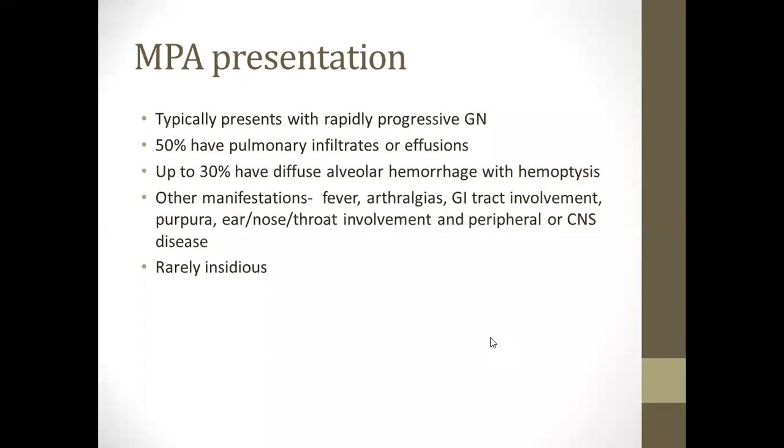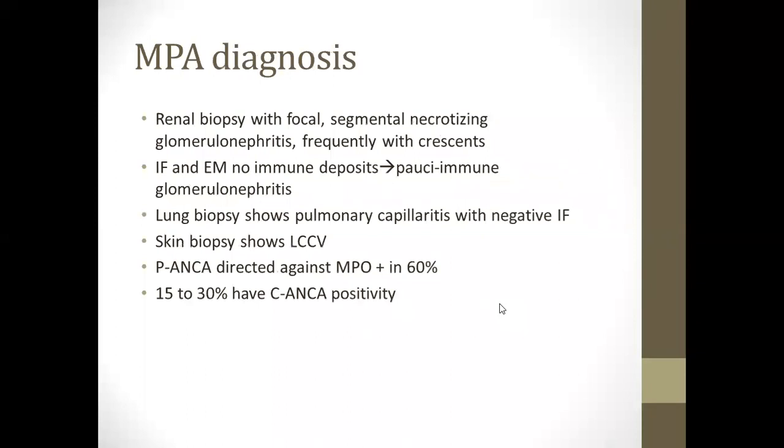These patients present with a pulmonary renal syndrome with rapidly progressive glomerulonephritis. Often about half of them have pulmonary infiltrates or effusions. 30% have diffuse alveolar hemorrhage with hemoptysis. So they can present and be super sick. They can also have joint pain, GI tract involvement, fever. They can have palpable purpura. They can have ear, nose, throat involvement, neurologic involvement. And it tends to be a more dramatic presentation.